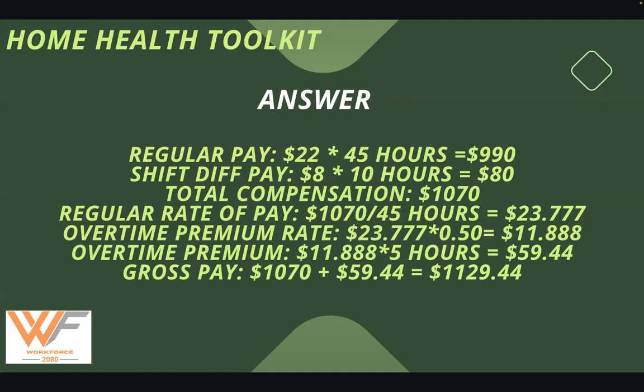The overtime premium rate, we're going to take that $23.77 and multiply it by half. And then, of course, we get the half portion. And the overtime premium is where we take that half portion we just found and multiply it by the number of hours over 40, which in this case is 5 hours. So the gross pay is where we add in the total compensation, which includes the shift diff pay, the regular pay, plus the overtime premium to give you the total amount of compensation.